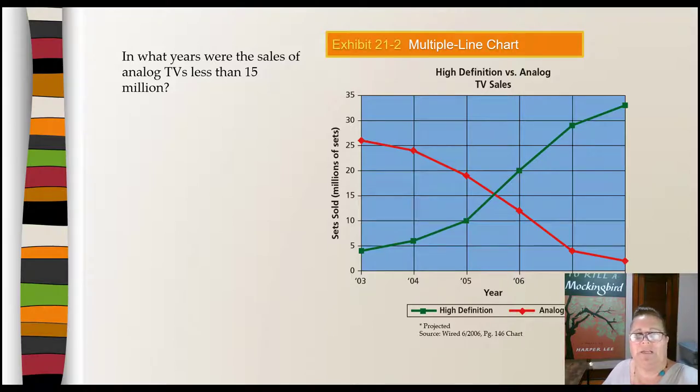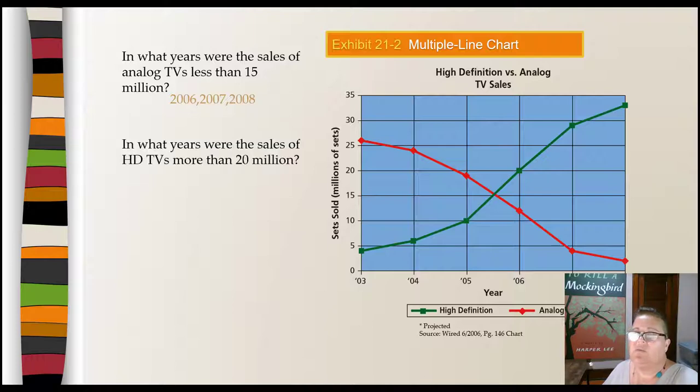What we're going to do is we need to know when the sales were less than 15 million. So this time they gave me the sales in millions, which is the vertical. So I'm going to follow the vertical line over. And I want to know when analog, or when red, was less than 15 million. So that would be when the red went down, when the red was under 15 million. So that would be the years 2006, 2007, and 2008. So I need to make sure I've marked that.